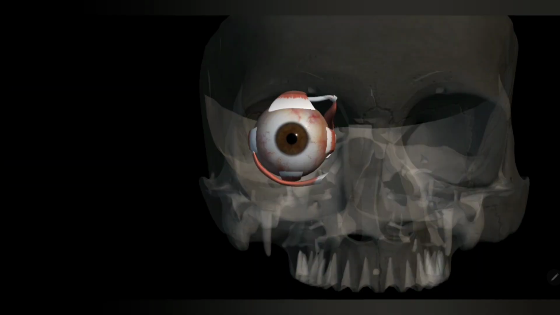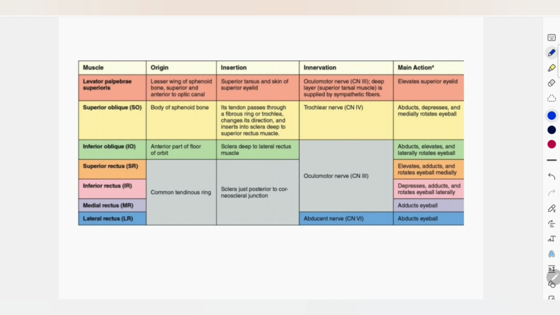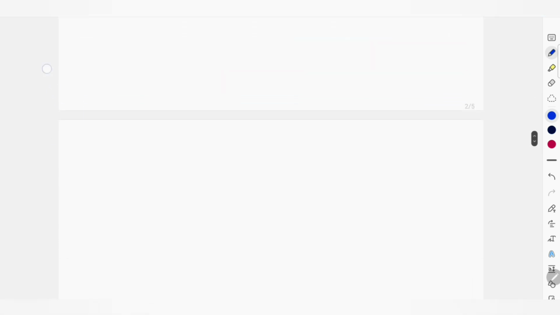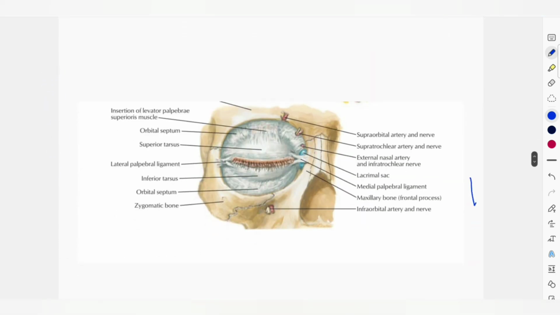Now if we talk about the insertion, the levator palpebrae superioris is getting inserted at the superior tarsus and skin of the superior eyelid. For that you should know where the superior tarsus is present. From this image you can see this portion, this one, this is the superior tarsus. This whole is a superior tarsus, and you can very clearly see the insertion of levator palpebrae superioris muscle, this one here, it is getting inserted.